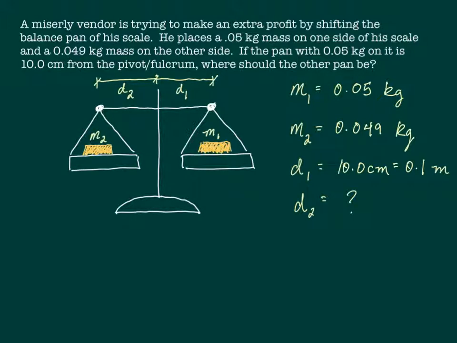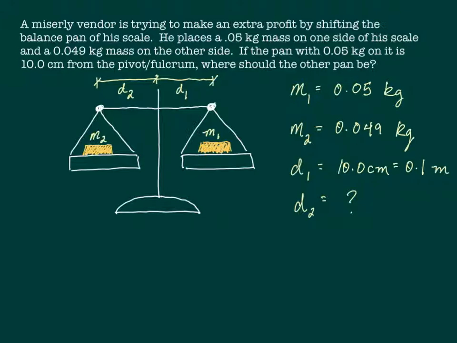So here's our first problem. A miserly vendor is trying to make an extra profit by shifting the balance pan of his scale. Back in the old days, vendors would sell various things. Let's just say this guy's a fruit vendor. They'd put the fruit on one side of the scale, and then people would lay coins down on the other side to balance it out. Well, if you shift the scale a little bit, this vendor is going to end up getting a few extra coins. So that's what's going on in this scenario.